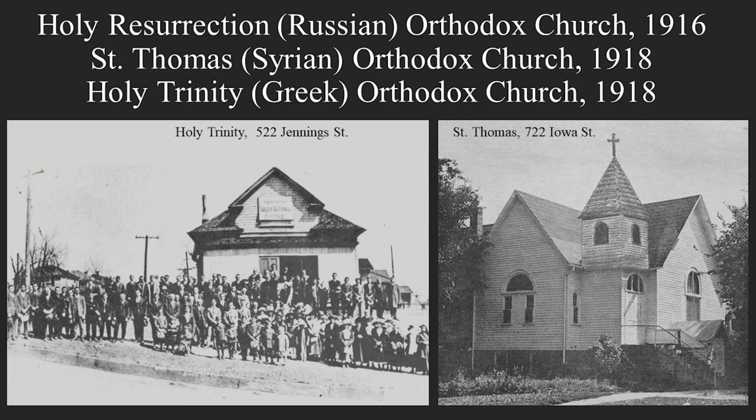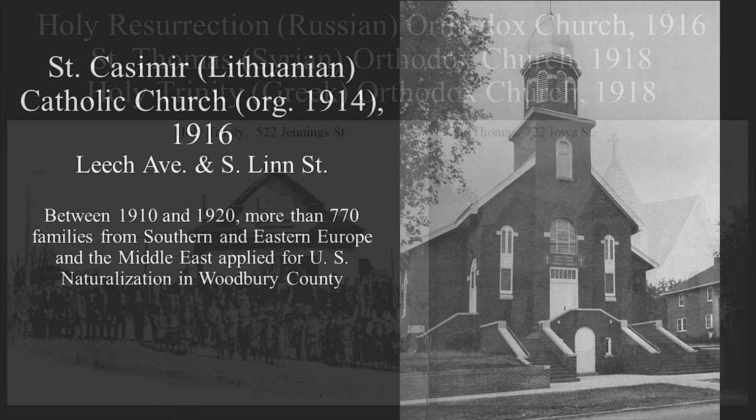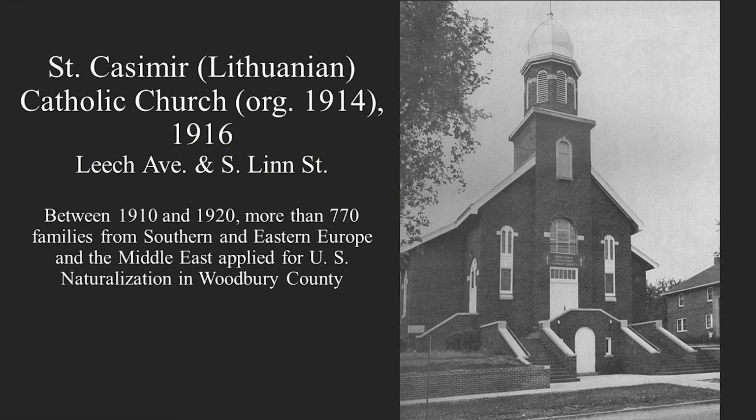And here's also the original St. Thomas building at 722 Iowa Street. St. Casimir Church, whose congregation was largely of Lithuanian immigrants, was organized in 1914. They built this new church in 1916 at Leach Avenue and South Lynn Street.